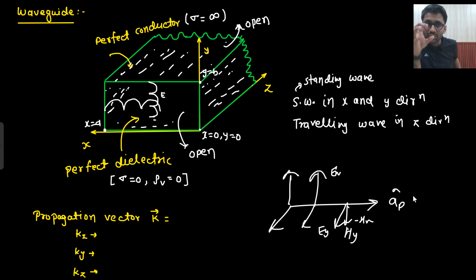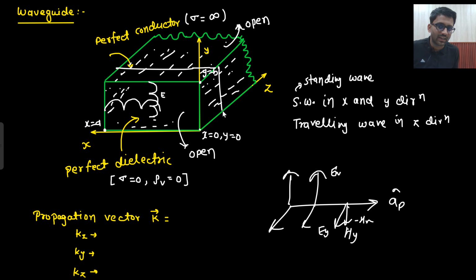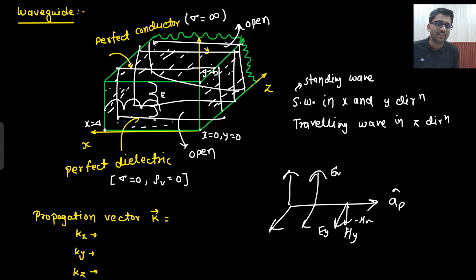But here the visualization is very difficult. What is happening here? Electric field, magnetic field, electric field, magnetic field. Now I have already shown this at this particular surface. In the waveguide as well, the same thing will be happening here as well. So in the complete waveguide, this thing will be happening.